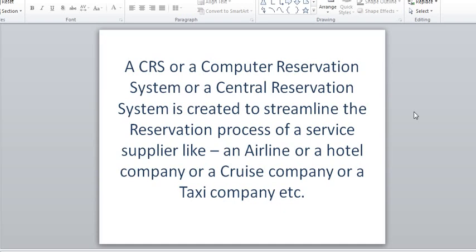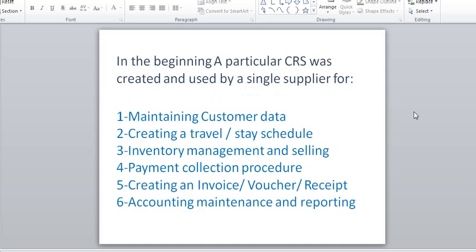CRS is basically to streamline the reservation procedure, and in the beginning the CRS did not have so many different functionalities. It had only a few functionalities like maintaining the customer data, like when they were making a reservation, a PNR, the customer data is required to be maintained there. Creating the travel and stay schedule. If it's a travel, then of course where to where and when the travel is supposed to be done, and when the passenger is going to stay in a particular hotel and what are the days and nights of stay. So that has to be created. That was the schedule preparation.